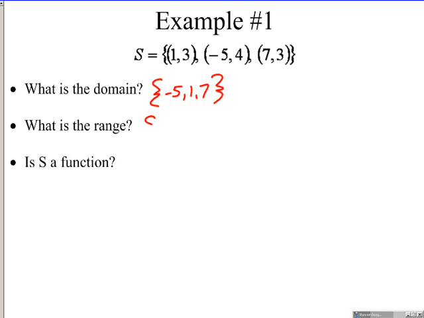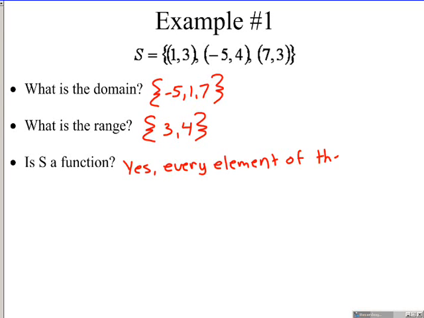What is the range? 3 and 4. Question: is S a function? Yes, it is a function. The reason it is a function is every element of the domain is paired with one element of the range.